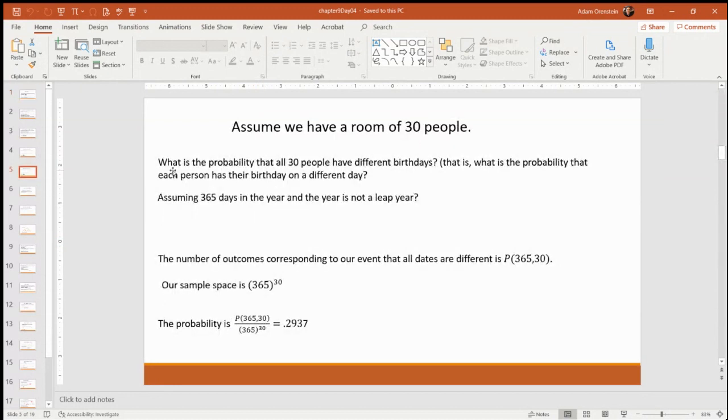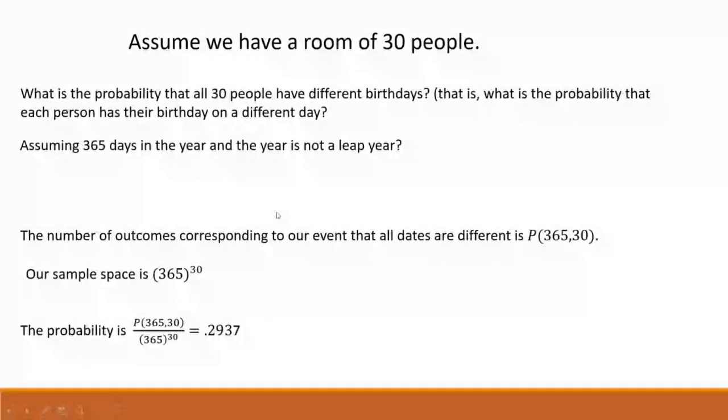All right. Okay, so this is what we have. This is the probability that if you have 30 people in that room, all of them will have different birthdays.